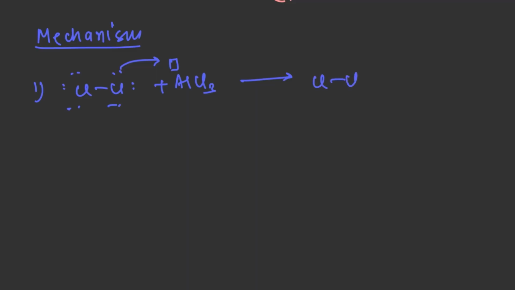Now, in the mechanism, let's say first of all we have AlCl3 and Cl2 reacting. AlCl3 is actually a Lewis acid, so the Cl2 will attack on AlCl3. It will form Cl, Cl, Al. Al will have a negative charge, and this chlorine will have a positive charge. So this chlorine will give its electron, and it will be Cl plus and AlCl4 minus.